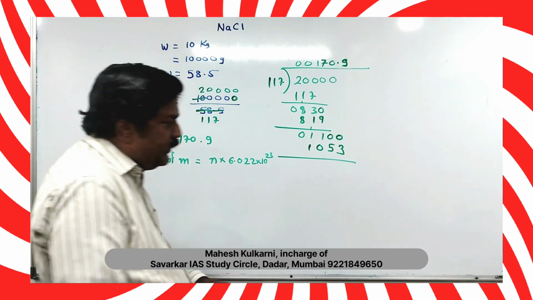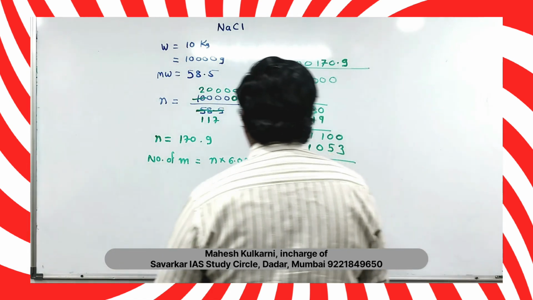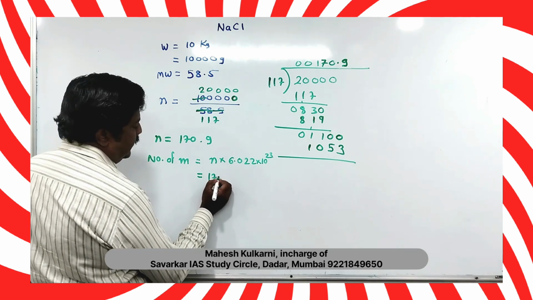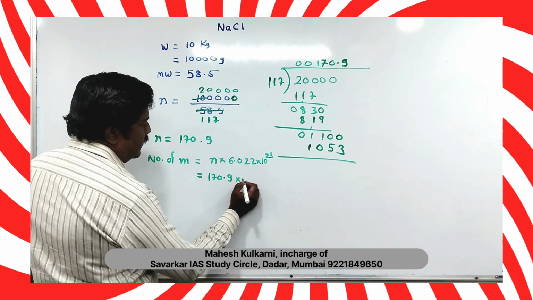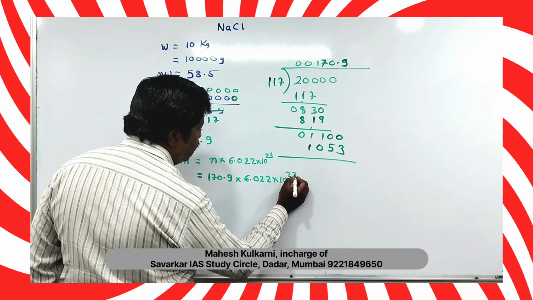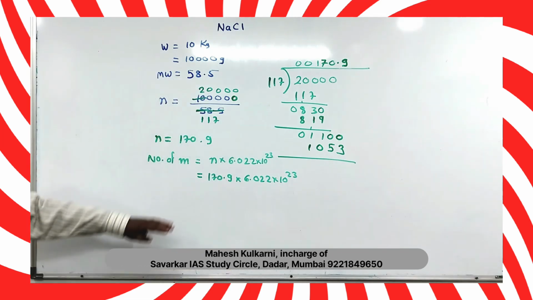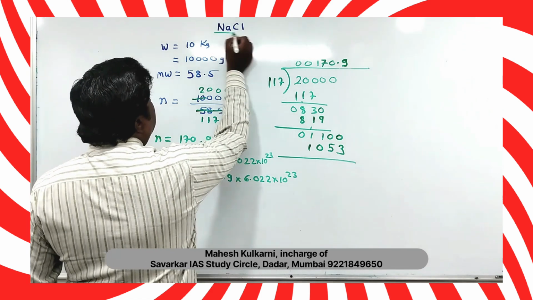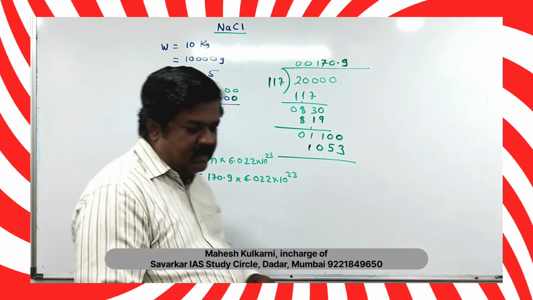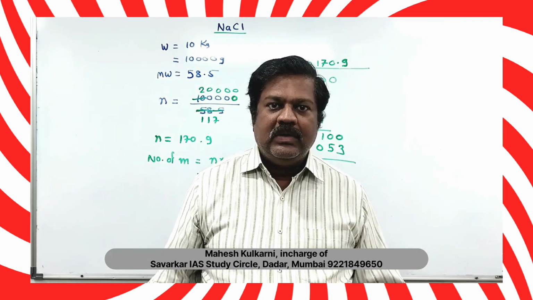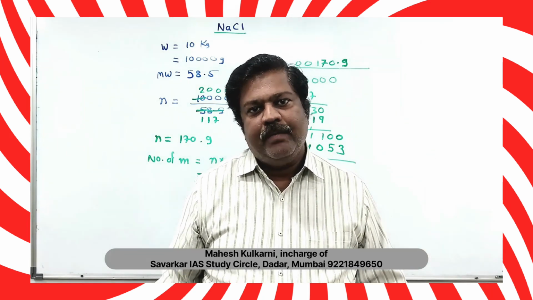So I will write here 170.9 into 6.022 into 10 to the power of 23. This is the number of molecules. Now you have to check again what the sum is. We have to find out the number of electrons in this amount of sodium chloride.